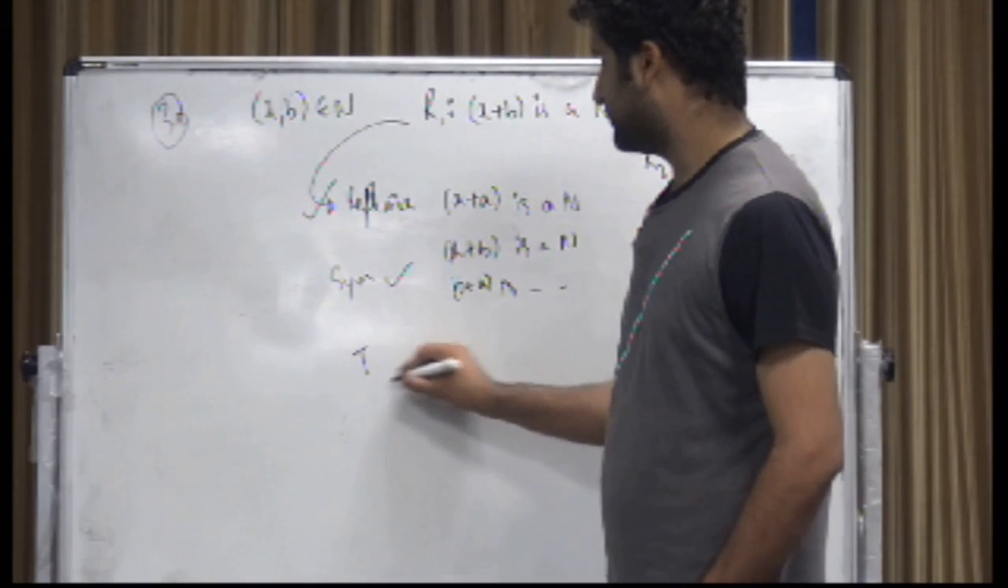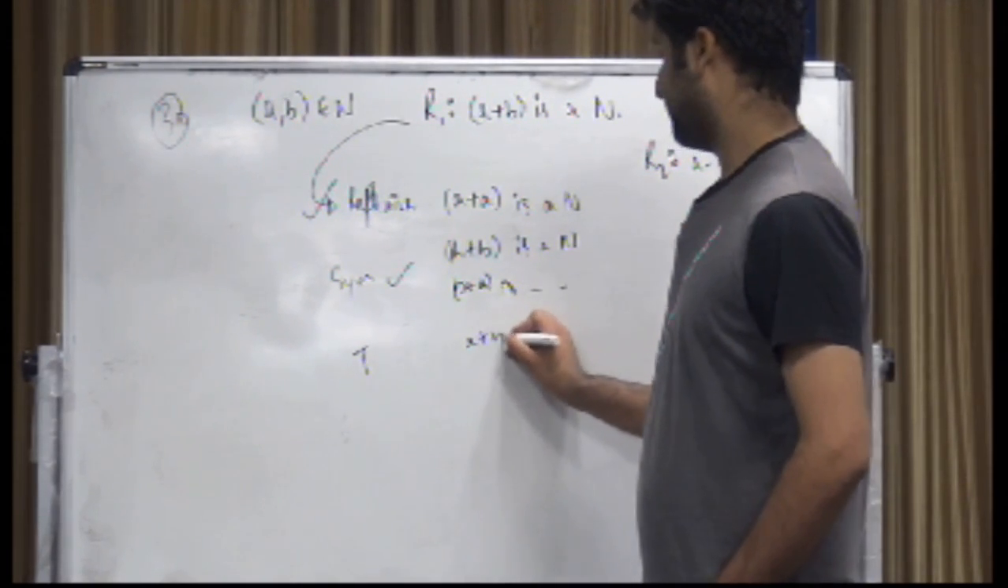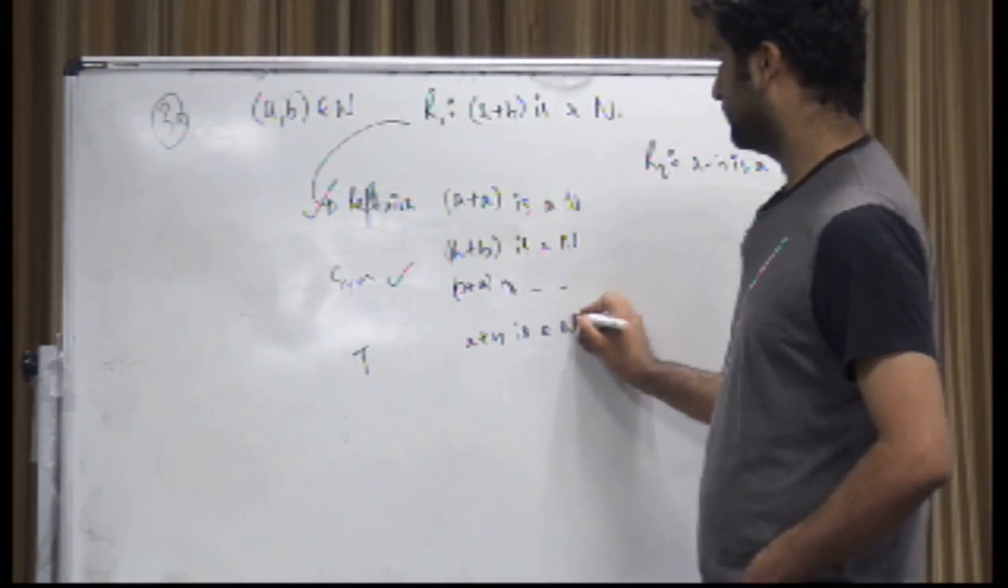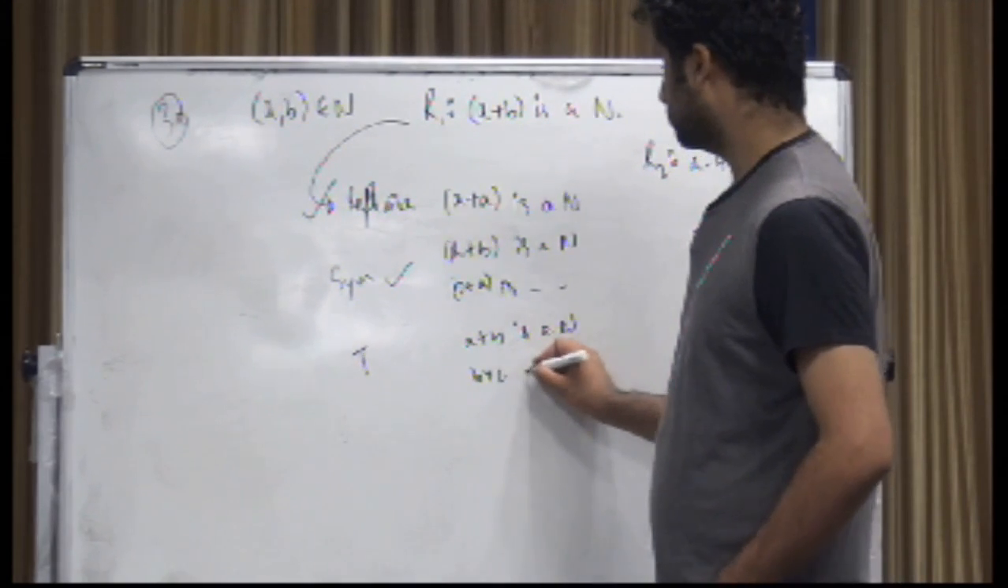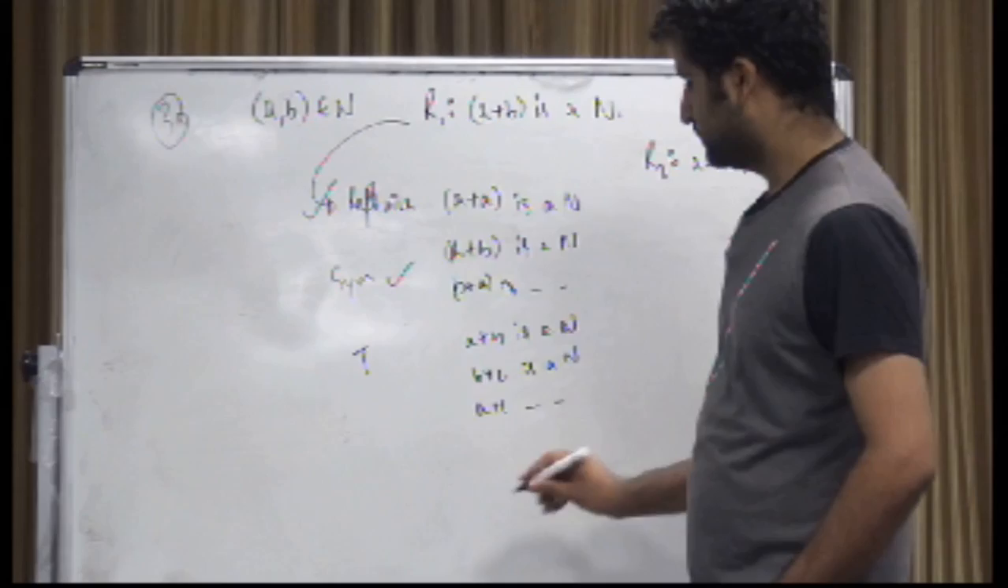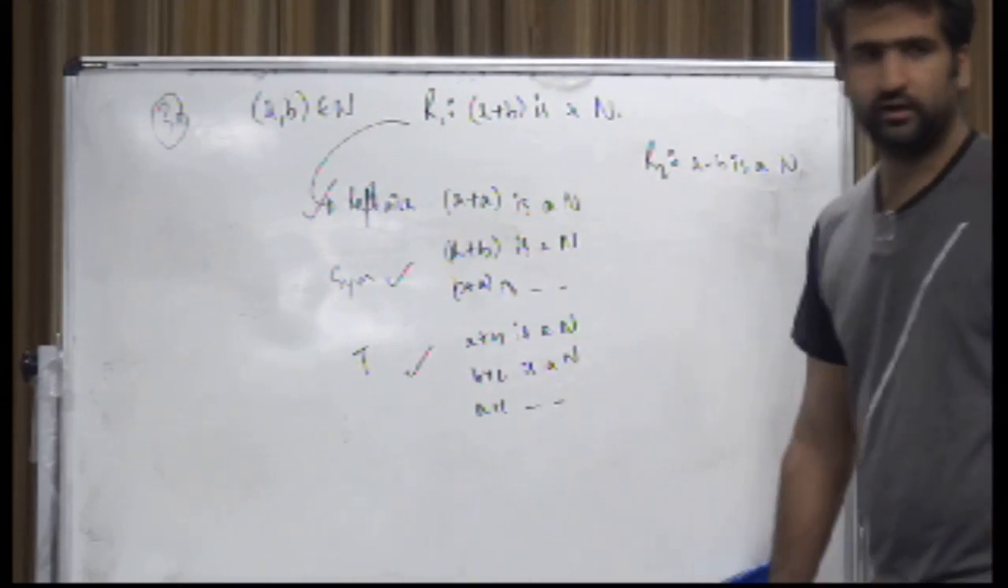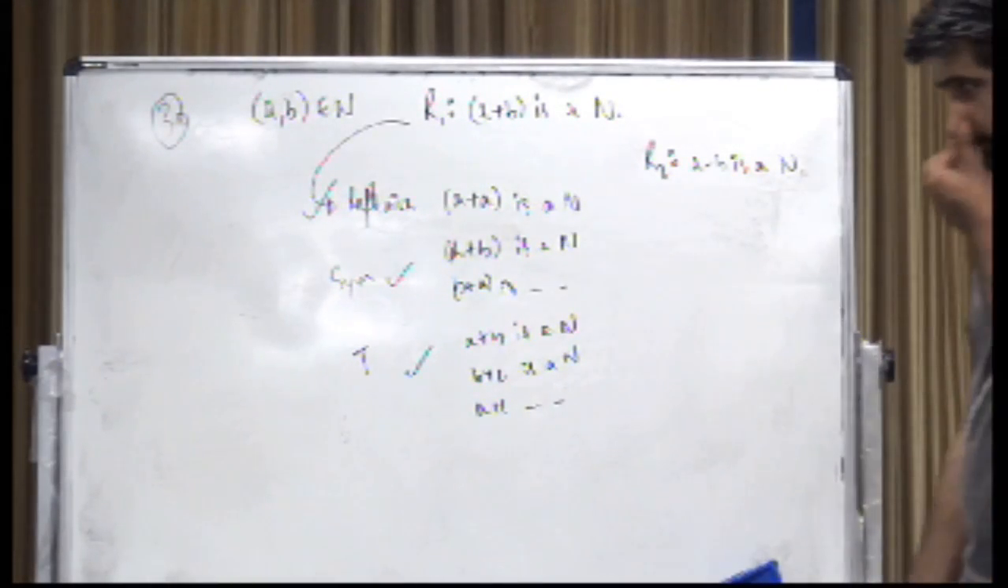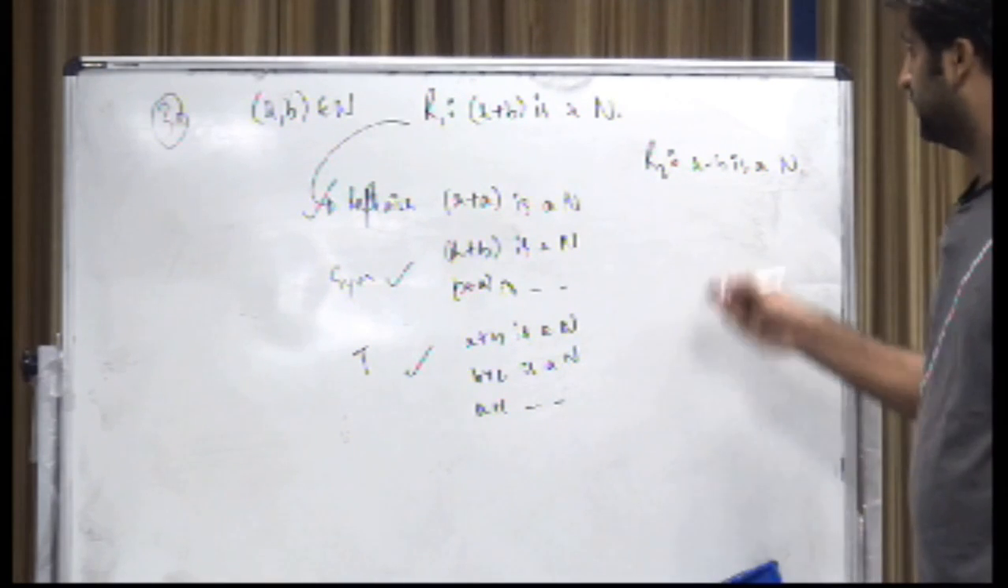And then for transitive, if A plus B is a natural number and B plus C is also a natural number, then A plus C is also a natural number. So this one is pretty simple. It satisfies all the three properties. Therefore this is an equivalence relation.